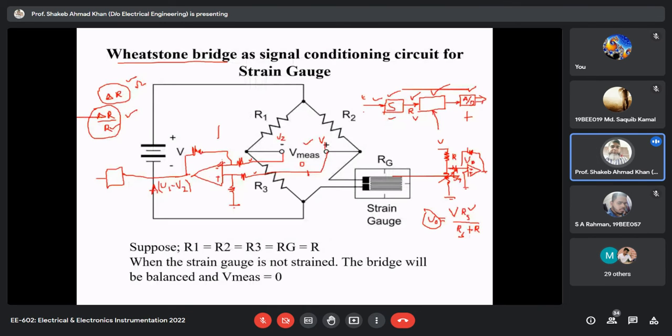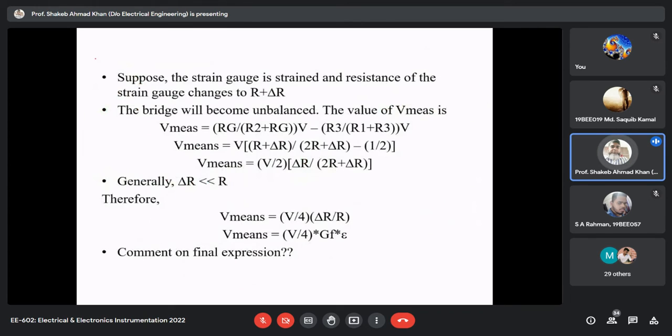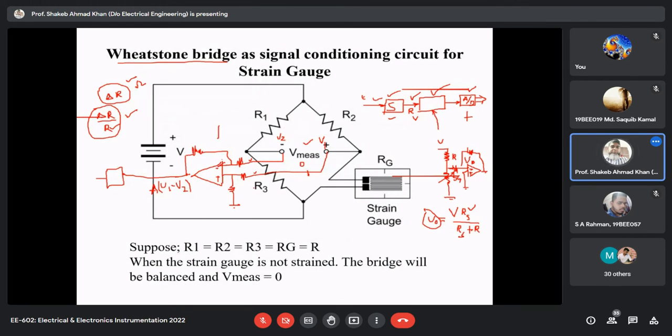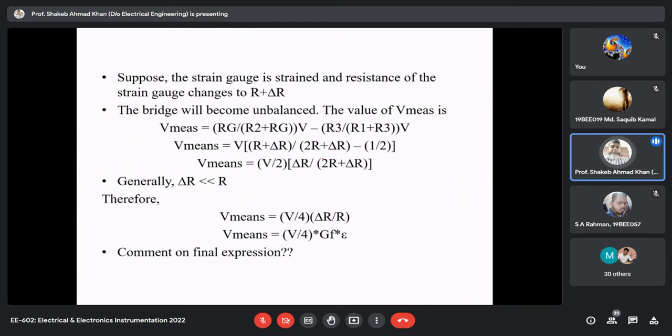Now I'm going to analyze this circuit. You had already studied this circuit in the first unit. Suppose initially all the resistances are the same, and when the strain gauge is relaxed, it is the same. Then your bridge will be balanced, and the potential difference across the detector arm will be 0.